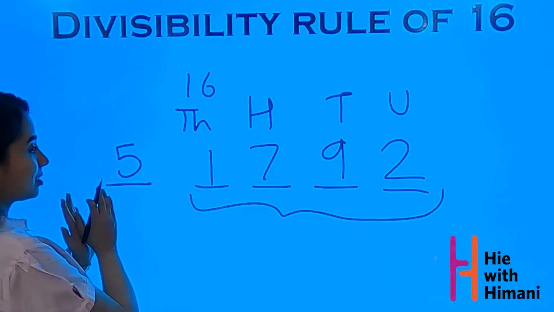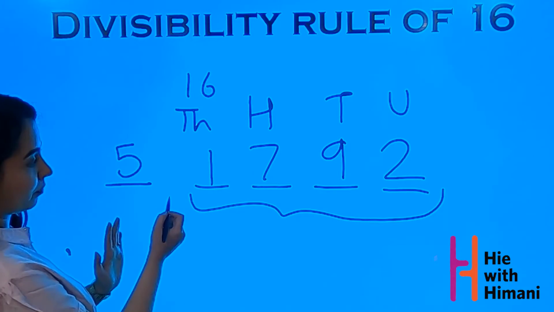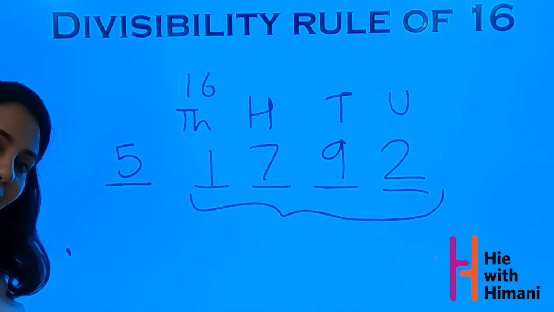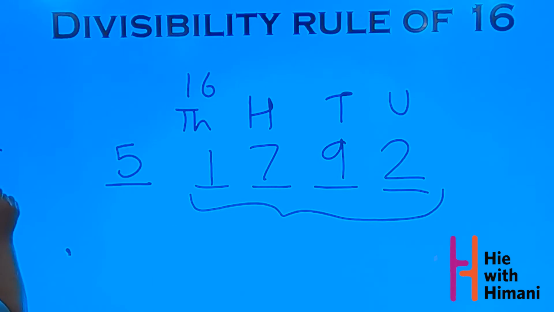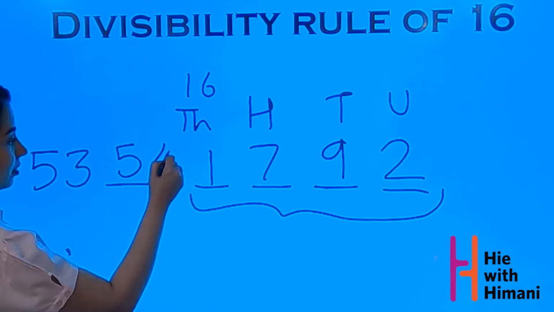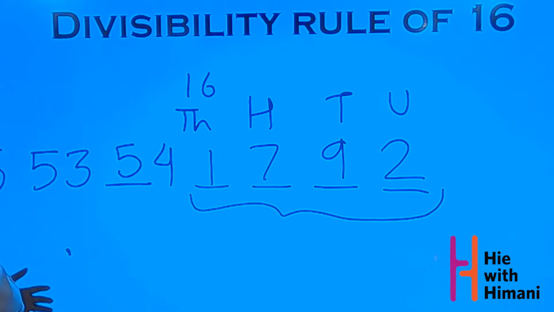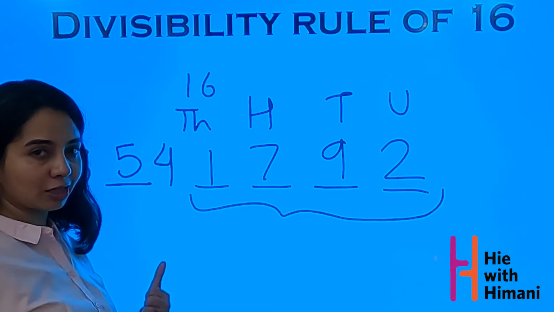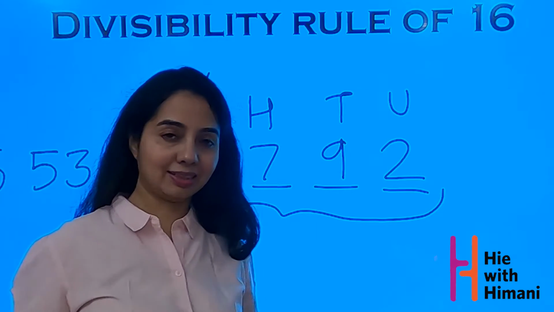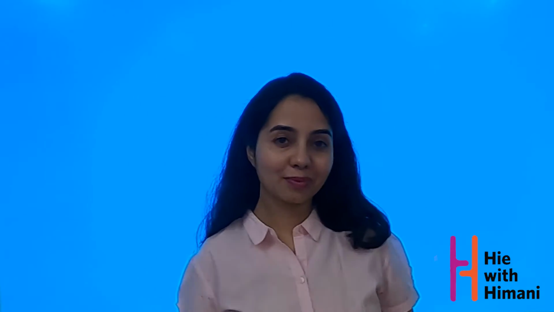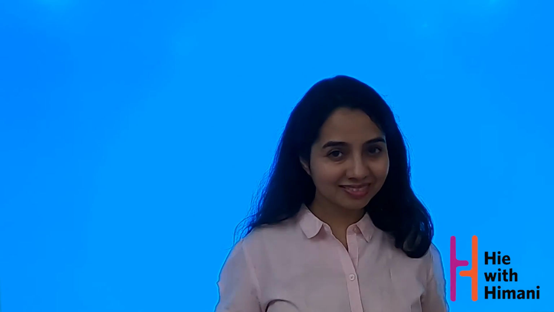So I will say that this number 51,792 will also be divisible by 16. Simple. I can keep on adding no matter how many numbers over here. It will not matter. I still just have to check these last 4 digits to check for the divisibility of 16. So now, can you guess the divisibility rule of 18?